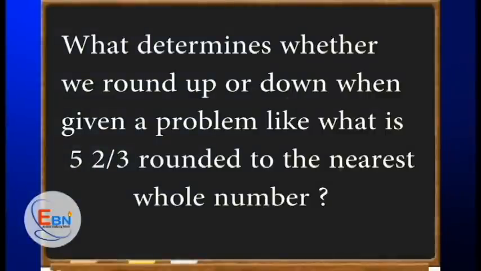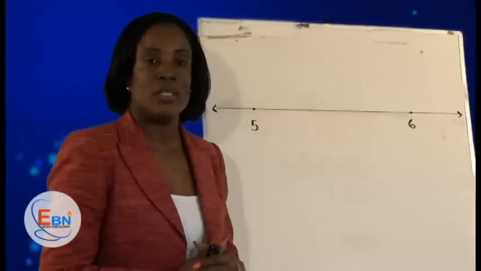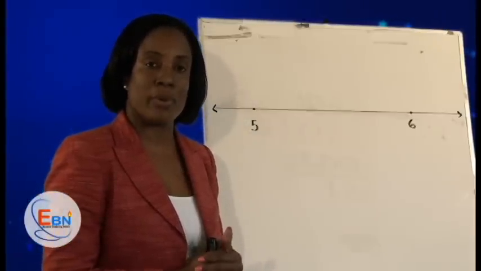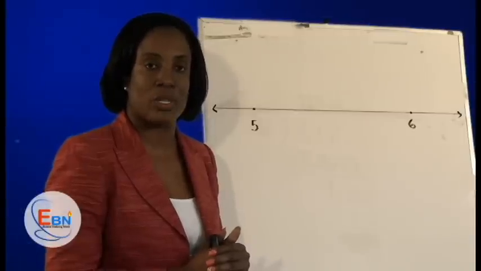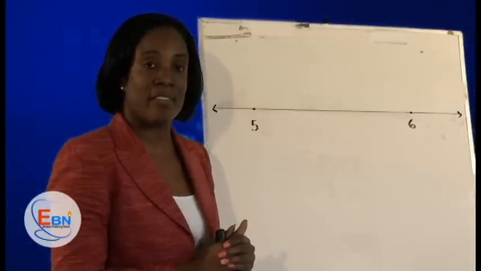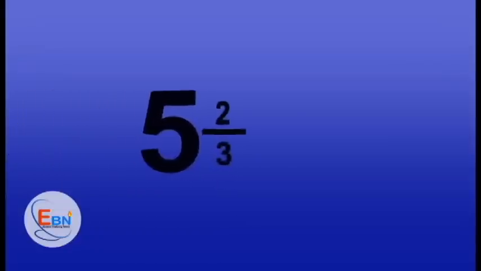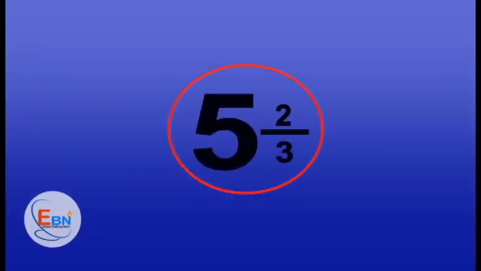Our next question coming in from a student living in St. Anne. What determines whether we round up or down when given a problem like, what is 5 2/3 rounded to the nearest whole number? Now students, what you need to remember is that rounding off is giving an approximate value. The number in question, 5 2/3, let me just write that, is the number that is required to be rounded off to the nearest whole number.